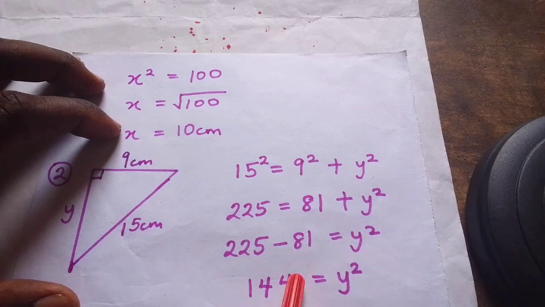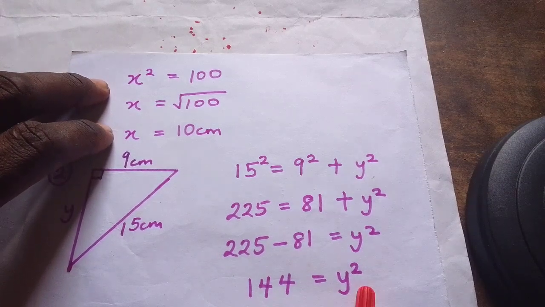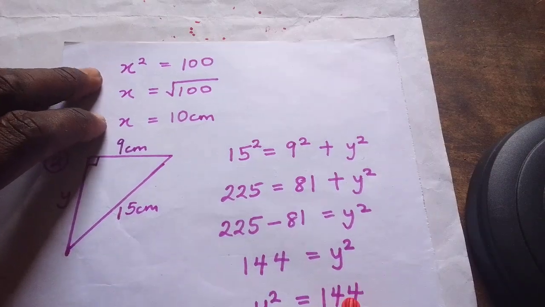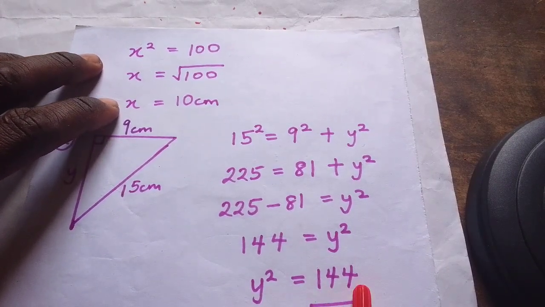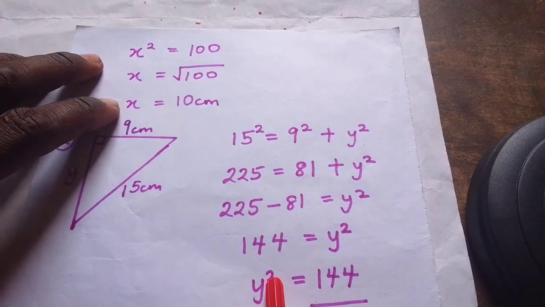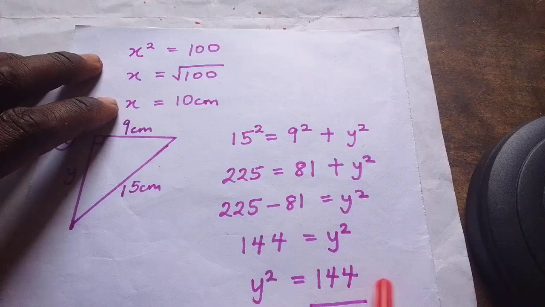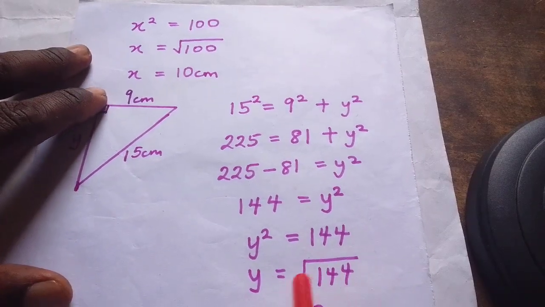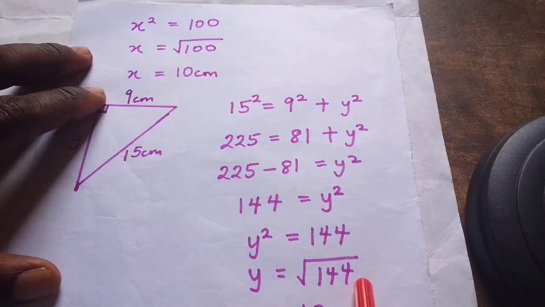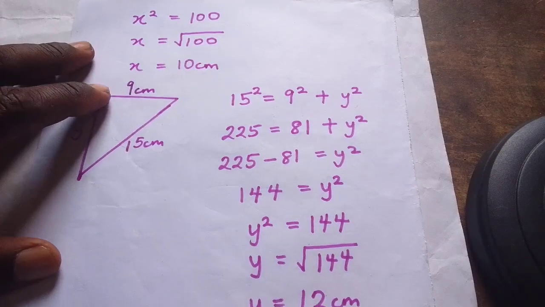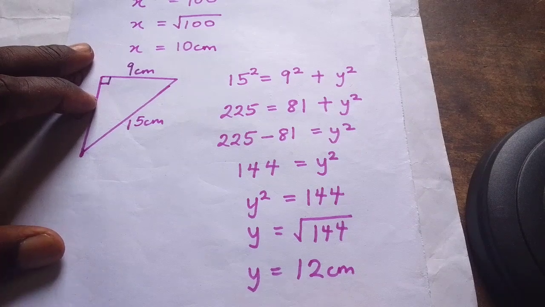Now 225 minus 81 is what? 144, is equal to y square. So to get y, you say y square is equal to 144. So to get y, you bring this square to this other side. Whenever square crosses the equality sign, it turns to what? Square root. So you now find the square root of 144. So the square root of 144 will give you 12 centimeter. So the value for y here will now be 12 centimeter.